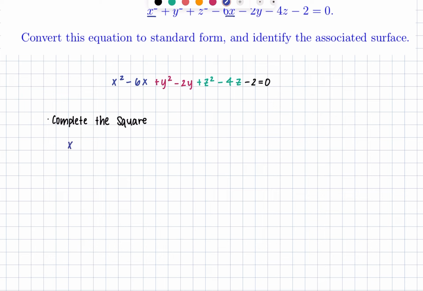So I'm going to start with the x's. x squared minus 6x is what we have so far. To complete the square, all we're going to do is take the negative 6, divide by 2, and then square it. This is going to give us our c value. So negative 6 divided by 2 squared gives me 9. To determine what number goes inside the parentheses with the x, we take the same number, negative 6, and divide that by 2, and we get negative 3. So x minus 3 squared, and then it's going to be minus 9.